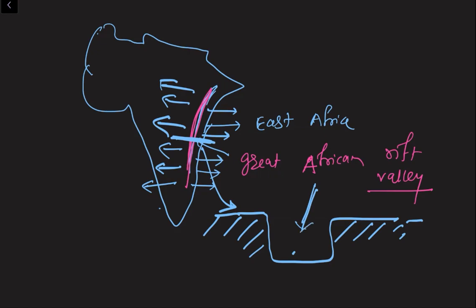Understand? Now in this Great African Rift Valley, you will find many volcanoes also. That we'll study later on. Okay, why volcanism is there in the Great African Rift Valley, how it is formed. But at this moment, just remember, the Great African Rift Valley is also a block type of mountain system. Okay, it has formed there.